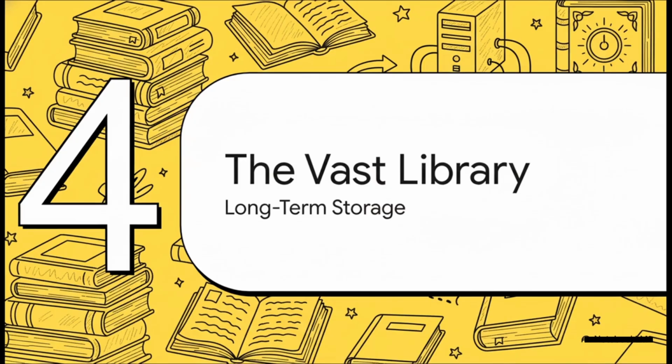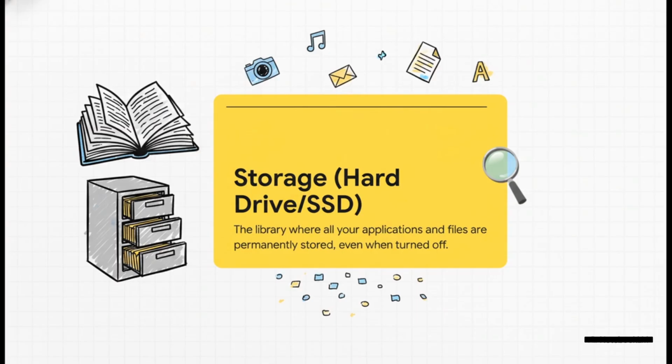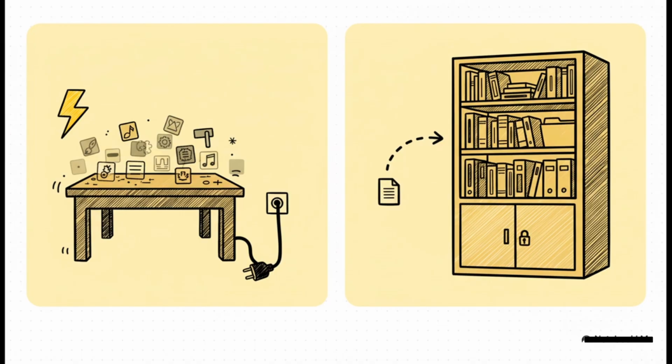I mean, where did they live when your computer is turned off? For that answer, we need to go to the library. This is your computer's long-term storage, which these days is probably a hard drive or, more likely, a solid-state drive. Think of it like a giant library or a massive filing cabinet. Every single thing, every app, every photo, every document you've ever saved, it all lives here, just waiting to be checked out.